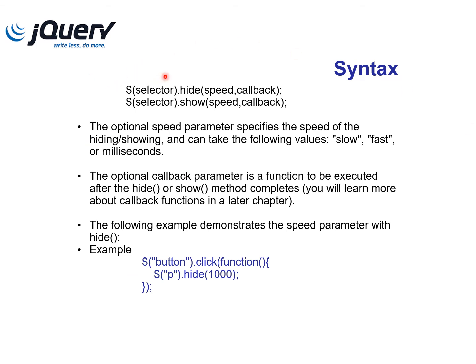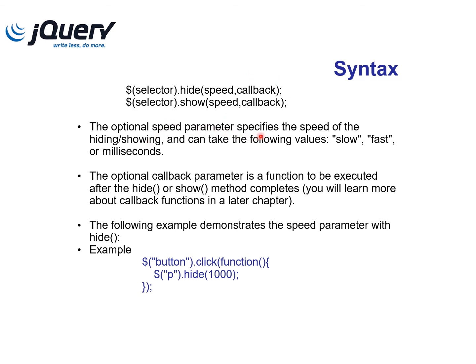So, $(selector).hide(speed, callback) and $(selector).show(speed, callback). We have already seen the basic invoking of the hide and show functions. Here we can add some more optional parameters.